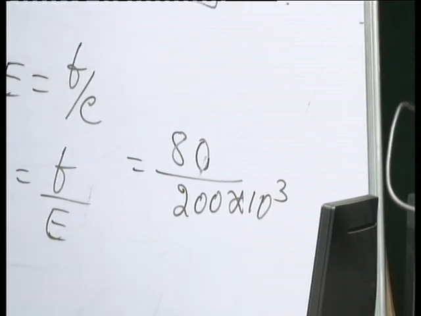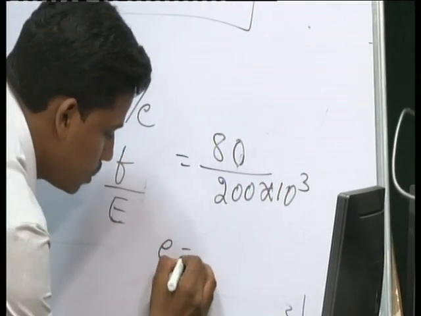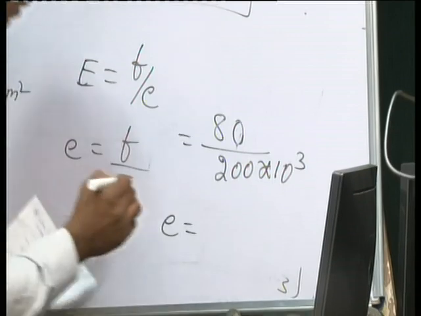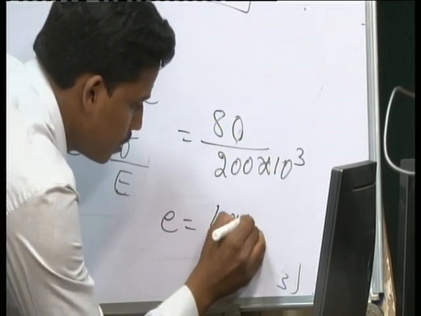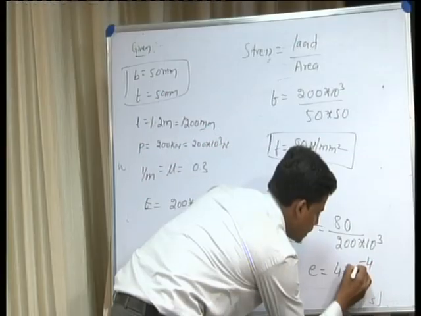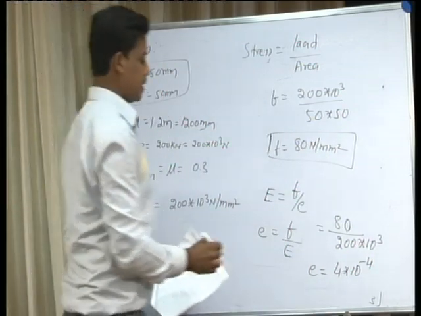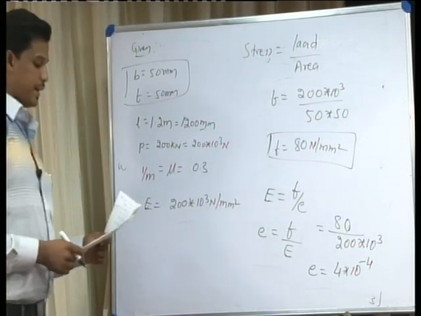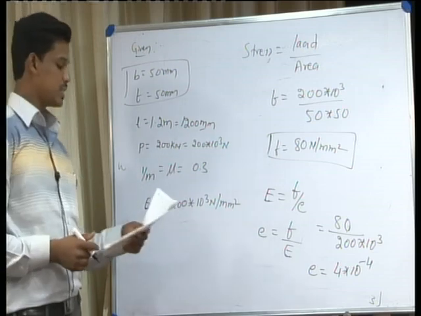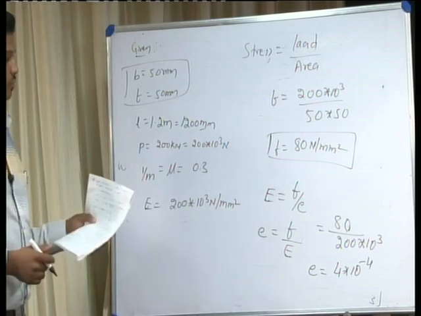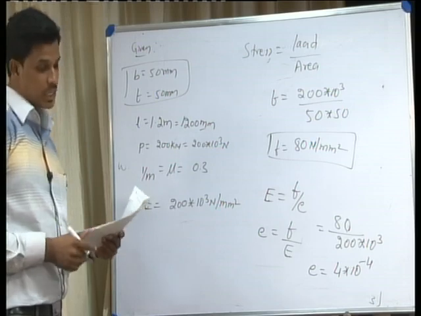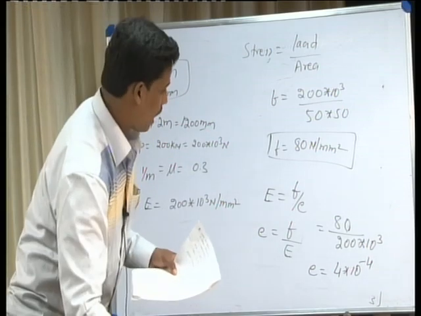If you simplify this, we will get strain E is equal to 4 into 10 to the power of minus 4. This is the strain.